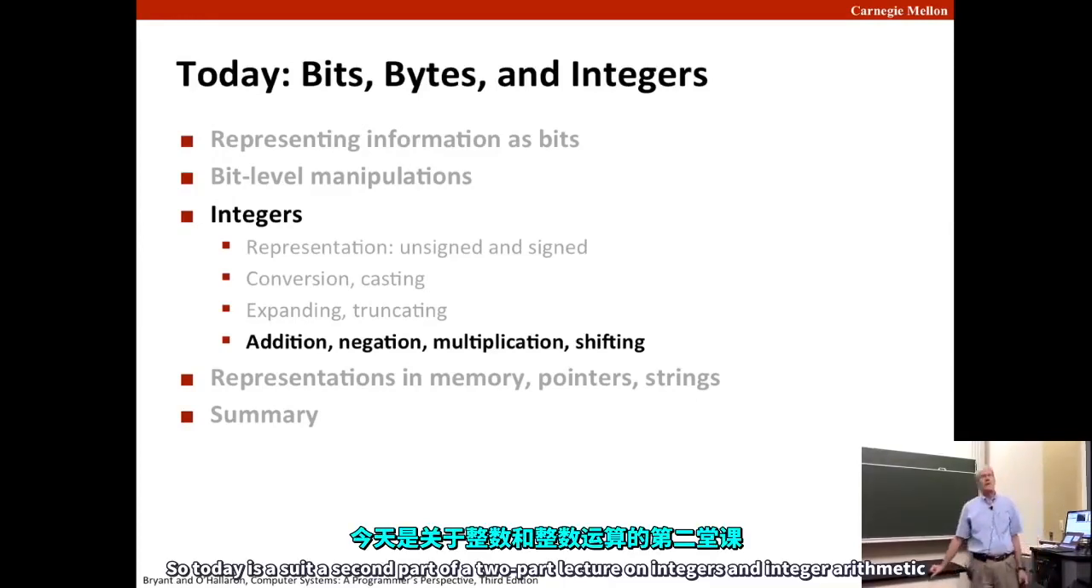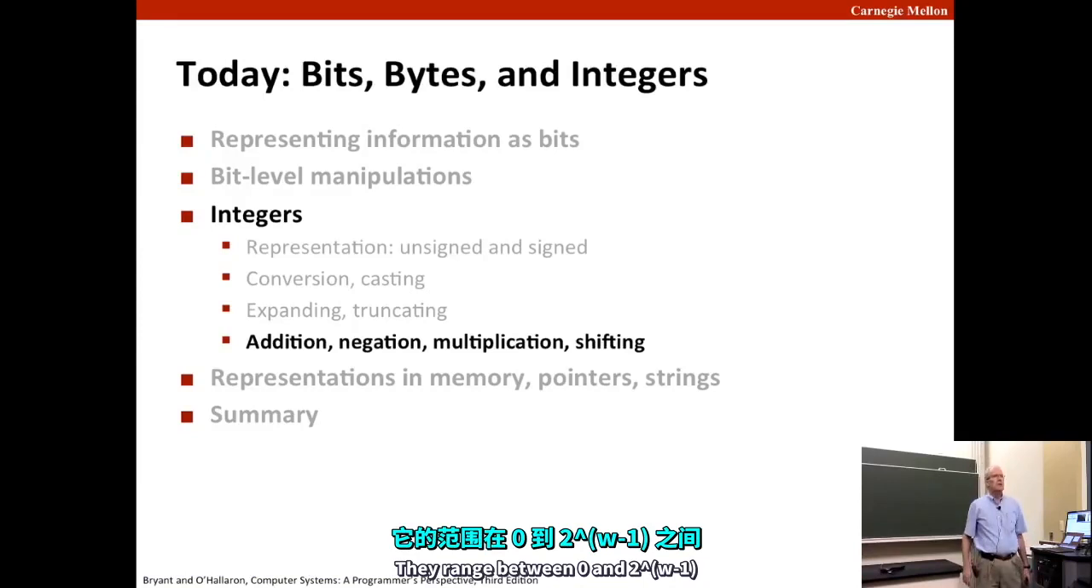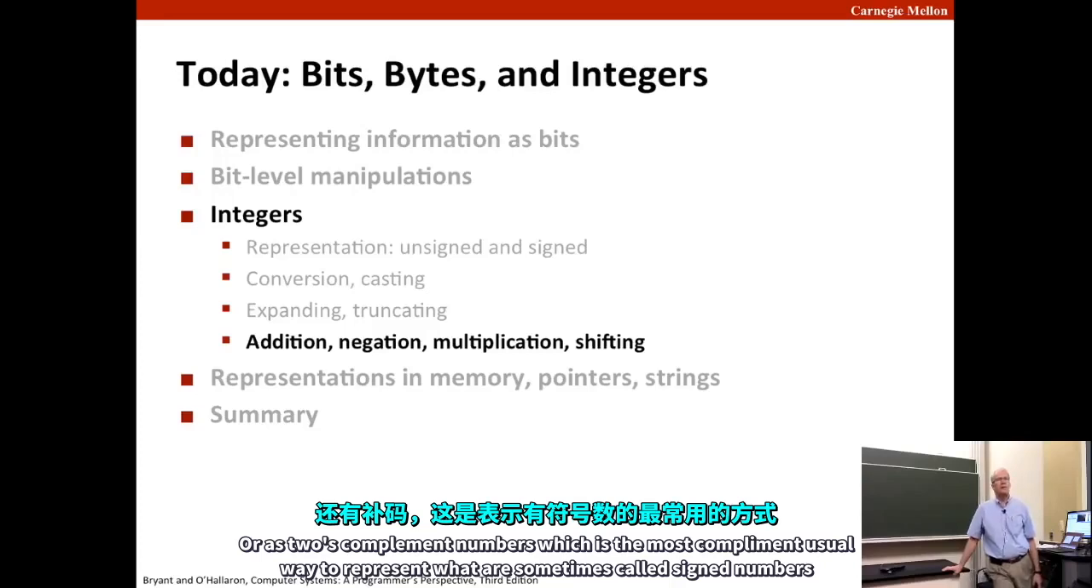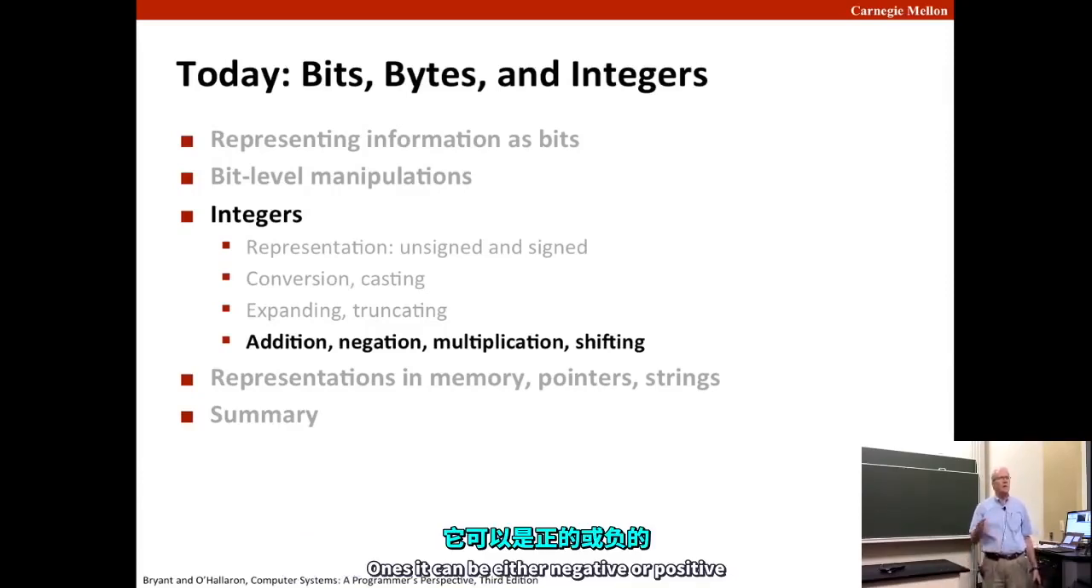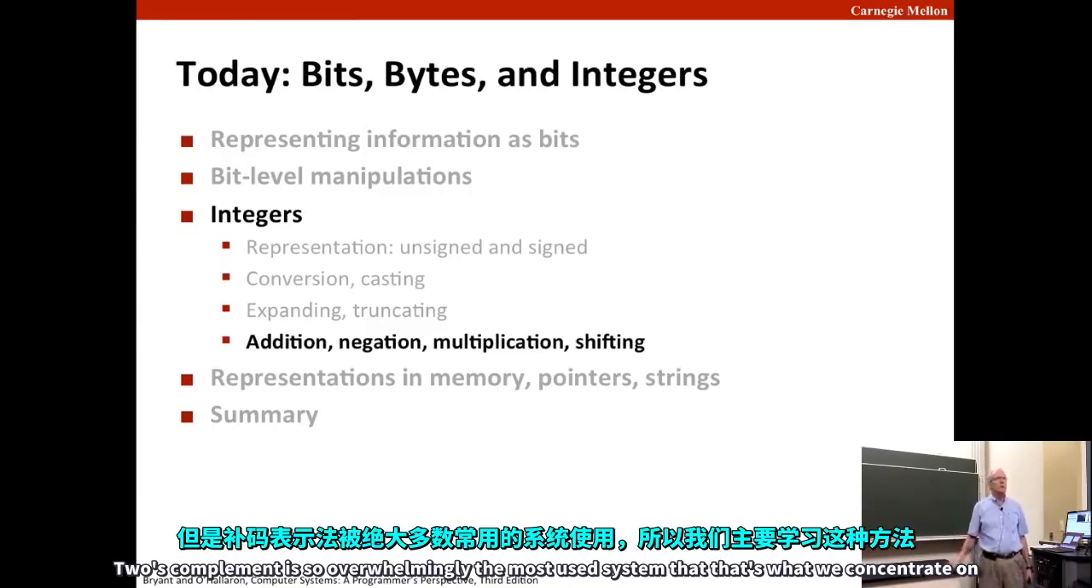So today is the second part of a two-part lecture on integers and integer arithmetic. Last time we looked at representations, about how bit patterns can be interpreted as either unsigned numbers, meaning they range between 0 and 2 to the word size minus 1, or as 2's complement numbers, which is the most usual way to represent what are sometimes called signed numbers, ones that can be either negative or positive. And by the way, there are other ways to represent signed numbers out there, but 2's complement is so overwhelmingly the most used system that that's what we concentrate on.